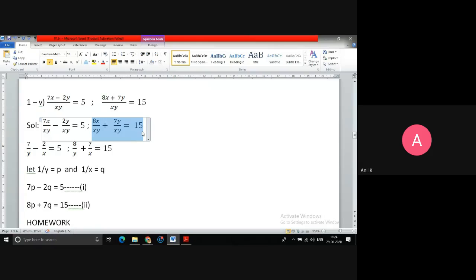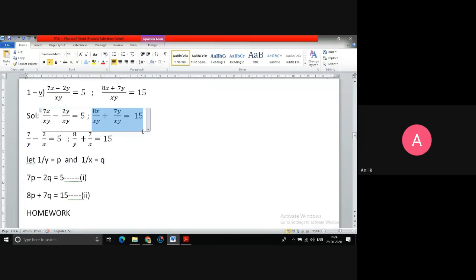Everyone agree this is a correct step? If you have a doubt, take the LCM and you'll go back to the given question. Here the LCM is going to be xy only. When both fractions have the same denominator, you just have to add or subtract the numerators. That's what we learned in the lower classes.